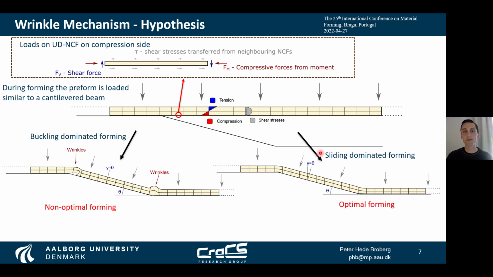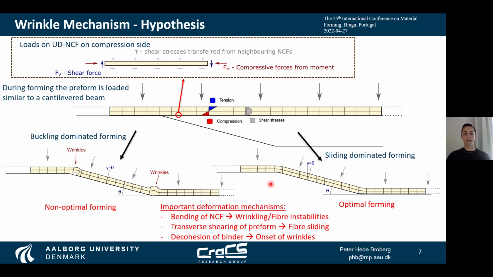And of course, during forming of these preforms, we want to have this sliding dominated forming where no wrinkles occur. Based on this simple example, we can conclude that the important deformation mechanism that we need to represent in this forming case is the bending of the non-crimp fabrics to describe the wrinkling and fiber instabilities. Then is the transverse shearing of the preform to describe fiber sliding. And finally, it is the decohesion of the binder material to describe the onset of fiber wrinkling.